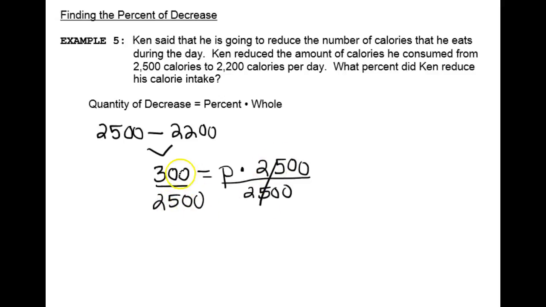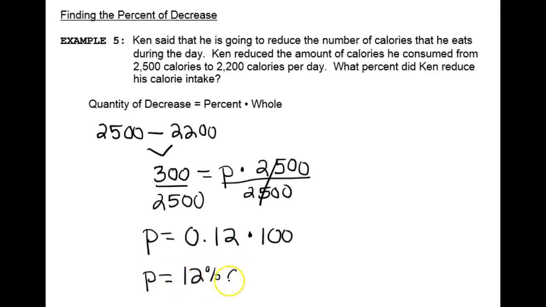So on your calculator, do 300 divided by 2,500. And when you do that, you're going to get the decimal 0.12 or 12 hundredths. So to change it to a percent, I'm going to multiply by 100. So this would be an example of a 12% decrease. He wants to decrease the amount of calories he's eating every day by 12%.